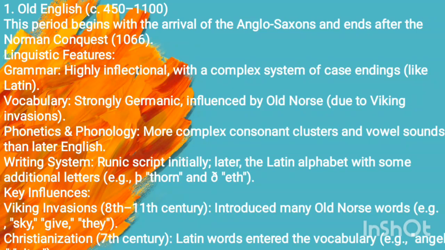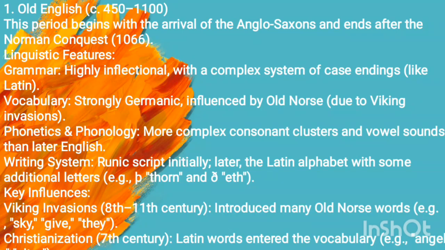Old English developed after the Anglo-Saxons, that is Germanic tribes, migrated to Britain in the 5th century. It was strongly influenced by Old Norse due to Viking invasions and by Latin through Christianization. The period ends after the Norman Conquest, that is 1066, which introduced French influence. Linguistic features of Old English.